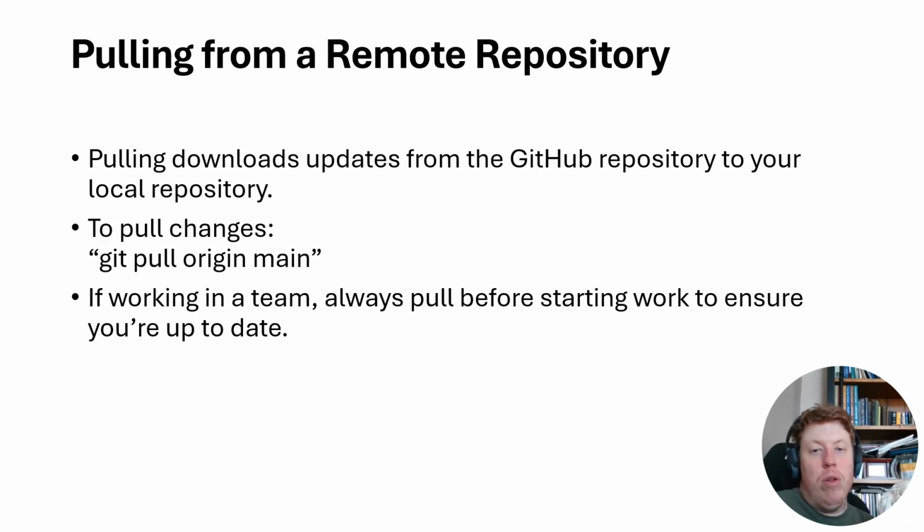Pulling ensures your local repository is up to date with changes from the remote repository. If your project is for a team, then before you start working, use the command git pull origin main to sync your local files with the latest updates.